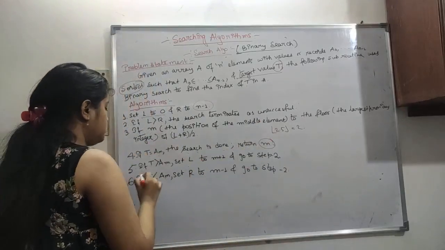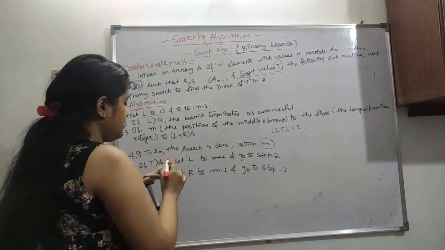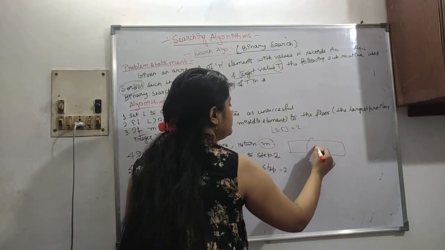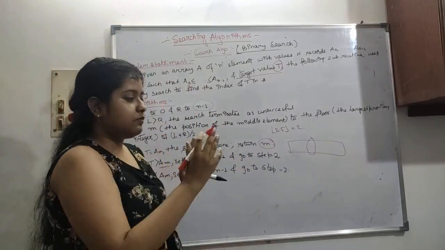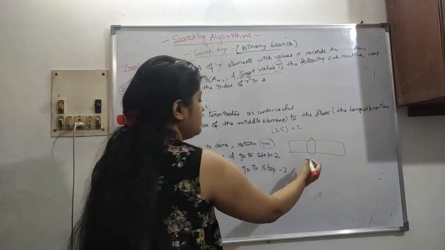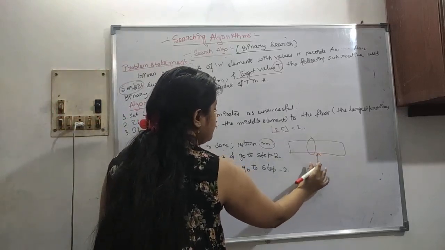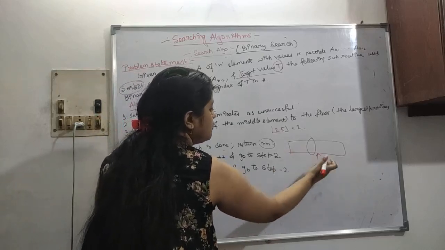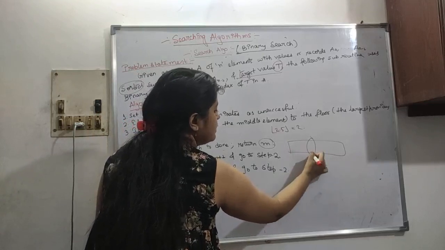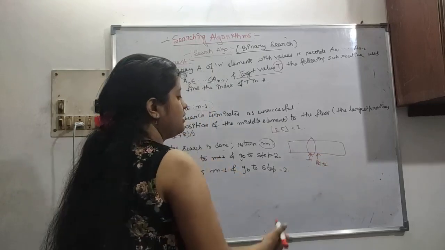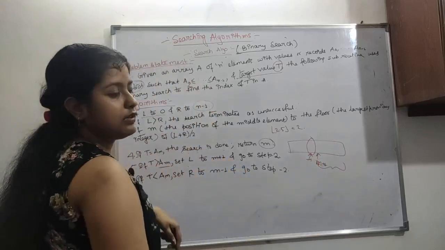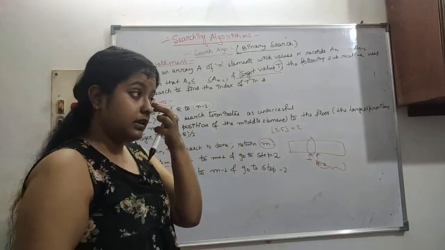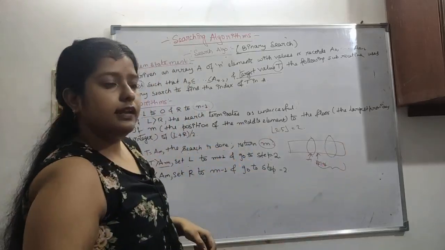If this is not the case, now if T, the target element, is greater than this middle element, then we have to change the left pointer. The left was 0, now left will point to m plus 1. So the search will run from m plus 1 to n minus 1. Then go to step 2 and continue doing that. Again we have to find the middle element like this, and it will continue.